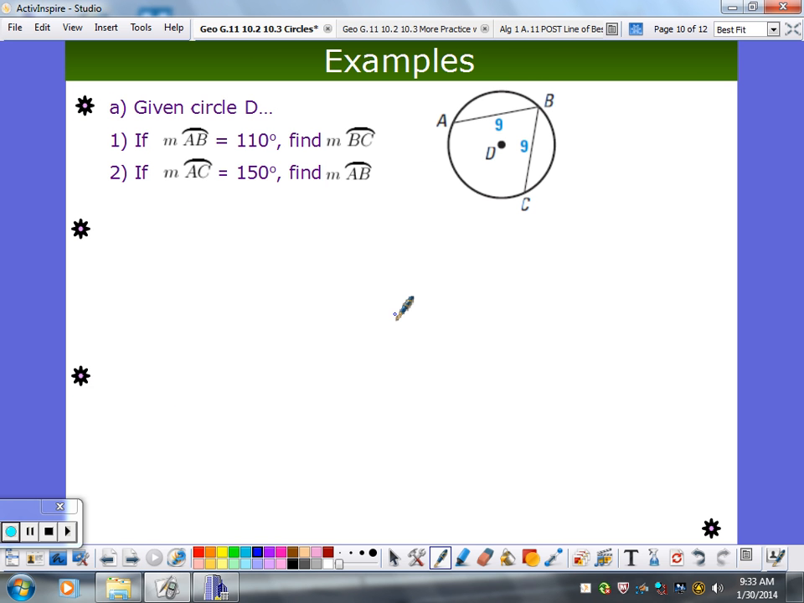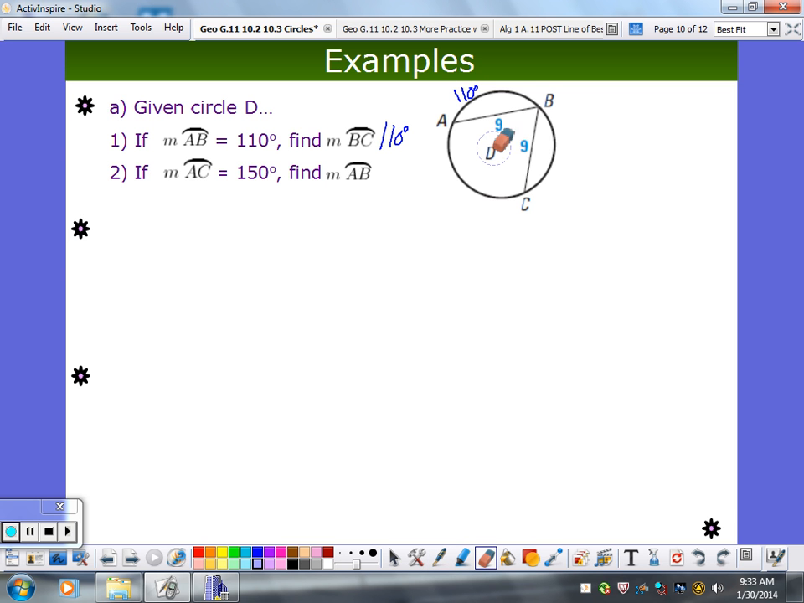Let's look at a few examples on how to use this. Okay. So I got circle D. If the measure of AB is 110, now this is no different than anything else we've done. Mark your diagram. Okay, so AB is 110. What is BC going to be? What's it going to be? Why? If you have two chords that are congruent, then the arcs that they measure are congruent. So that's also going to be 110.